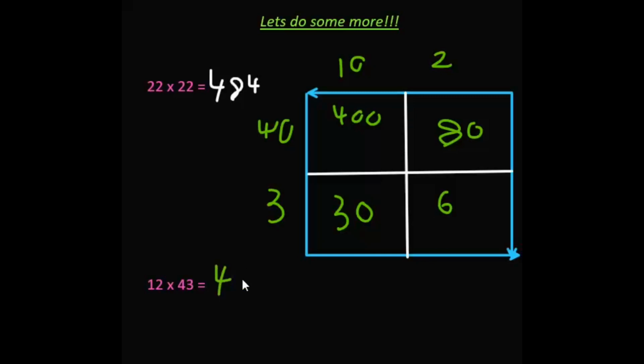So 416. Oh wait, sorry, not 416, 516, because 80 plus 30 equals 110, and we have to add that other 100 there. So let me take out this 4. It's fine if you make mistakes, just make sure you catch them before you turn it in, or give it to someone or something.